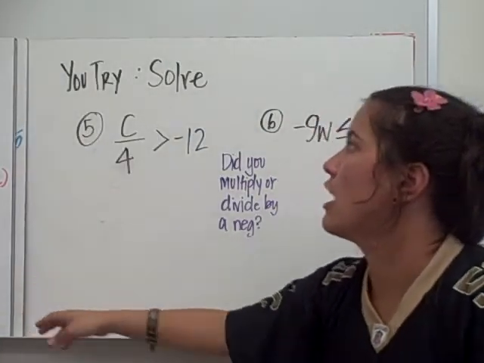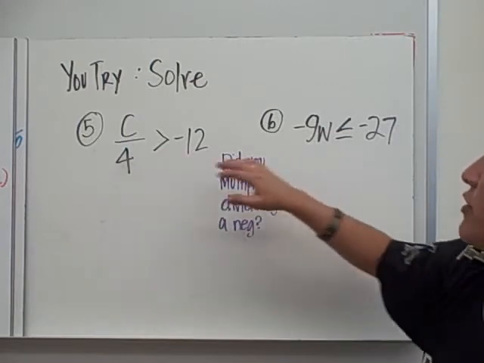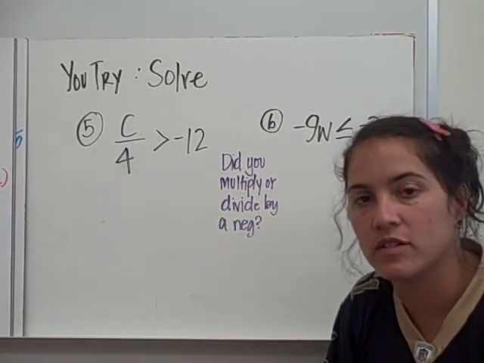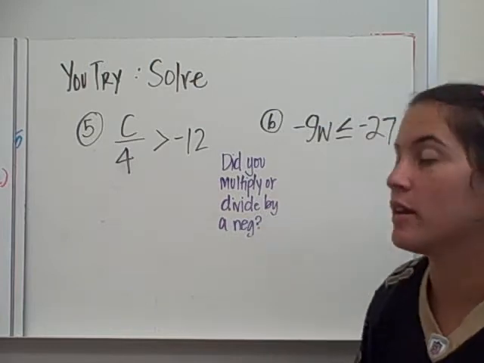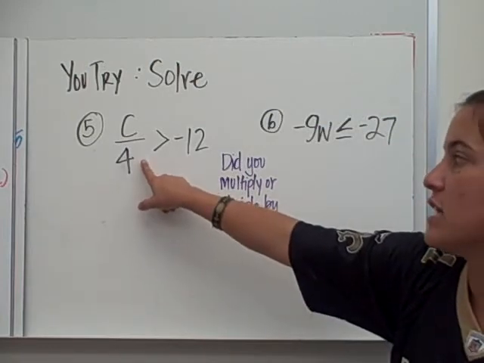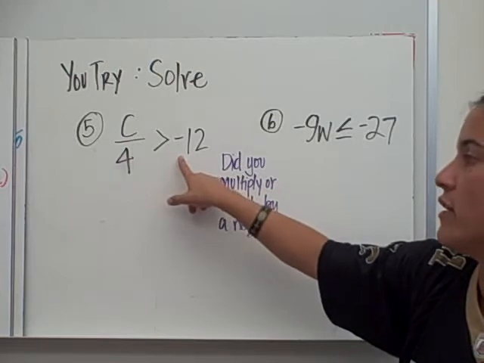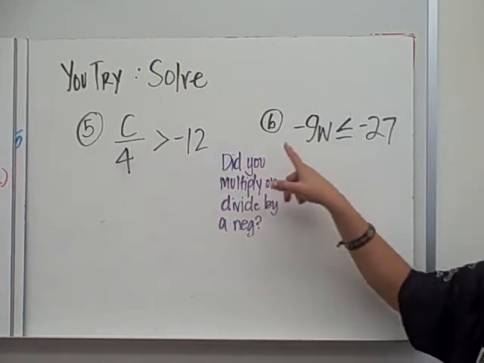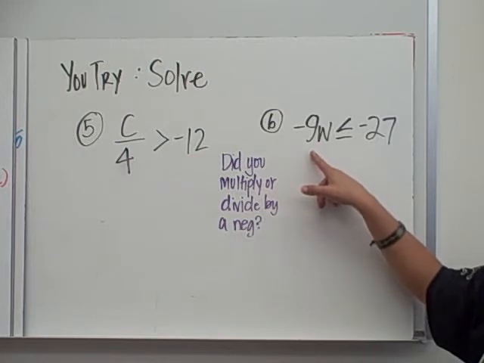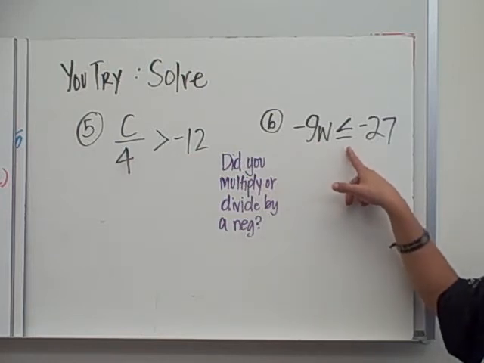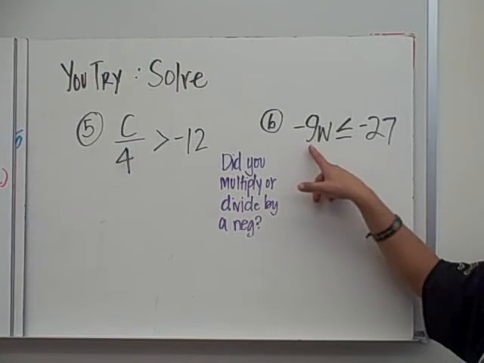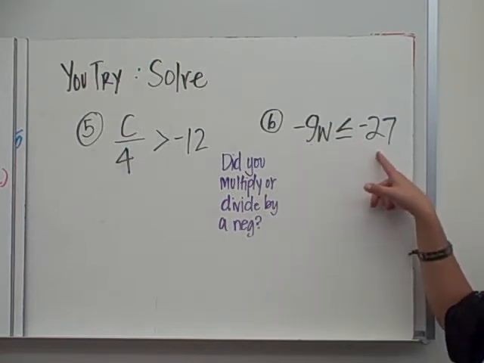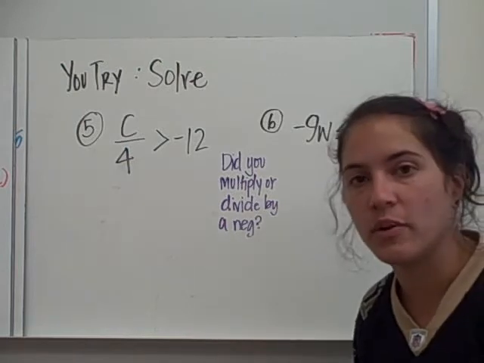Here are a few you try. I want you to try these two on your own. I want you to pause the video, copy them down, work them out, and then restart the video when you're ready. Number 5, c over 4 is greater than -12. Number 6, -9w is less than or equal to -27. So pause the video and work those out.